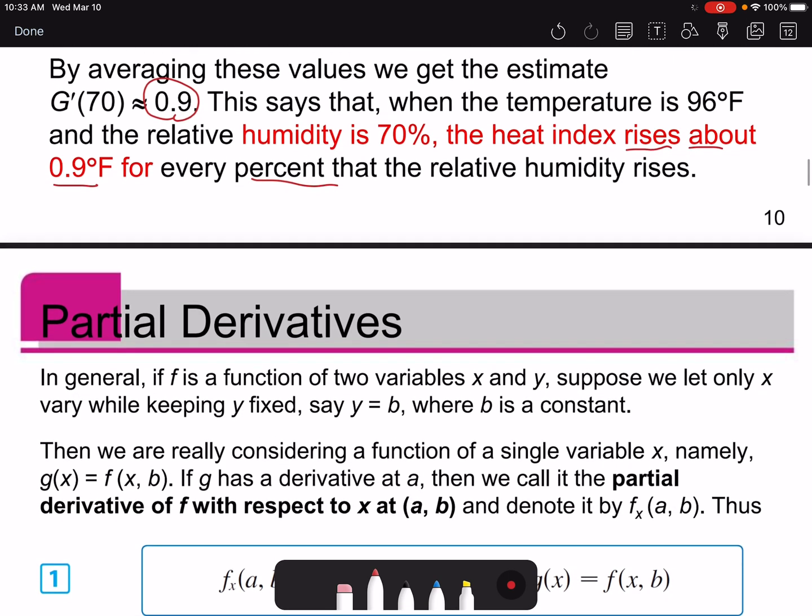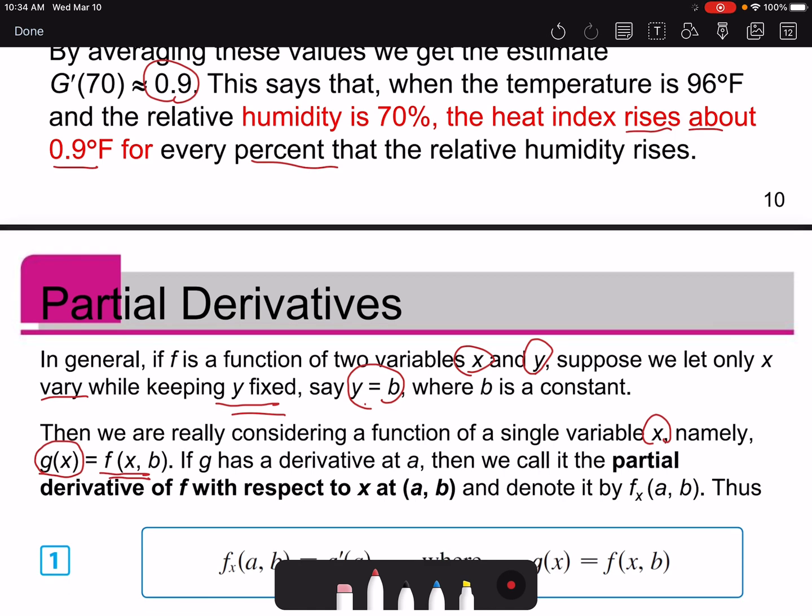So if f is a function of two variables, x and y, and suppose that we let only x vary, meaning we let y be fixed, just give it a constant at some point. We pick a constant, and then we look at how f changes in x when y equals that particular constant. So we really consider the function as a single variable of x. So g of x, we're just simply plugging y to be b. So now we only have one single variable, and we look at the derivative of that.